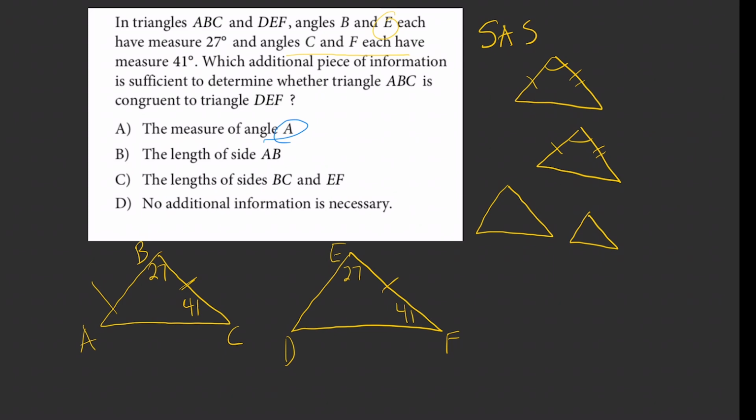We've got that they say the length of side AB, well, that's not going to work, because that's angle, side. That is not one of the choices. And then we've got lengths of sides BC and EF, and there it is. That's what I want. Okay, so if I have the included sides right here, that's angle, side, angle. Angle, side, angle, and that is one of the geometry proofs for proving triangles congruent.